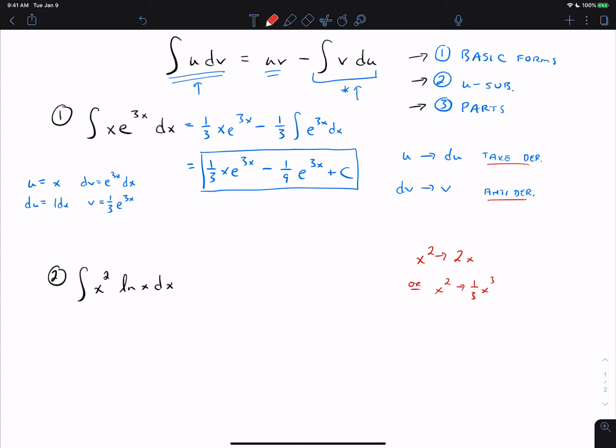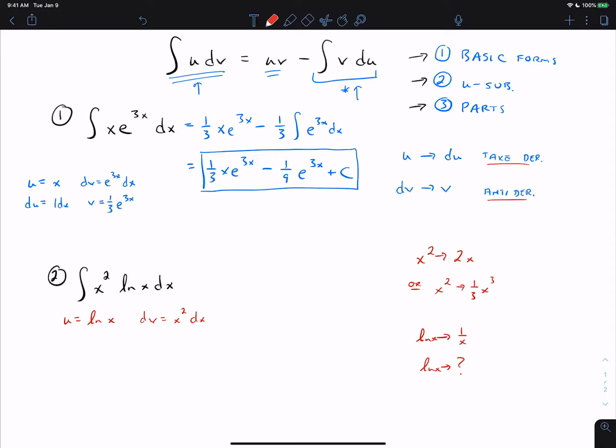Natural log x, if I take the derivative, is going to become 1/x. If we take the antiderivative, that seems like a formula we should have at this point, but we actually don't. We don't know how to do that at this stage in the course. So if parts is going to work, and we know how to do it at this point, then u is going to have to be natural log x because we know how to do the derivative. We don't know how to do the antiderivative. dv is then going to be x squared dx.